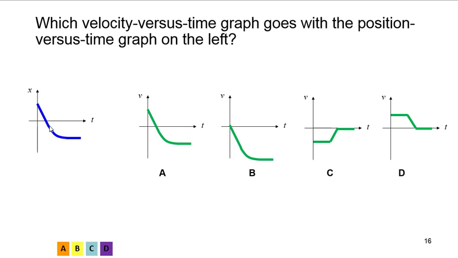Then the slope becomes less and less negative and approaches a zero slope. So I want something that becomes less and less negative and approaches a zero value. So C is the correct answer in this case.